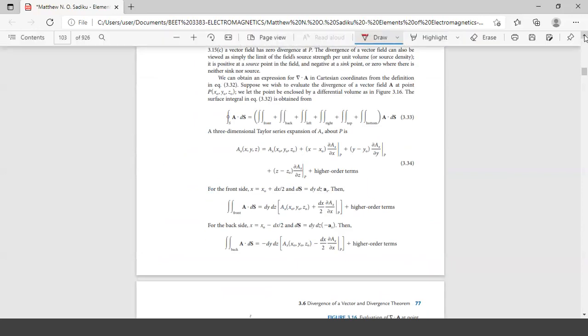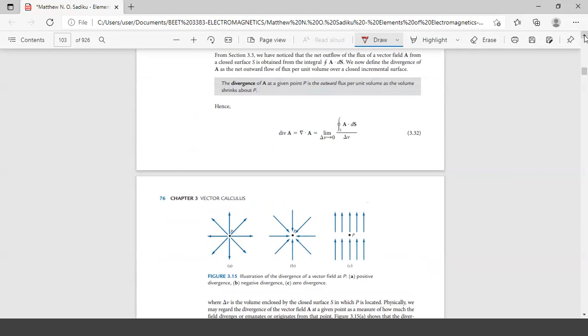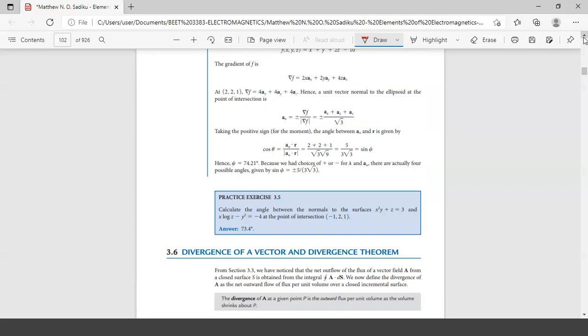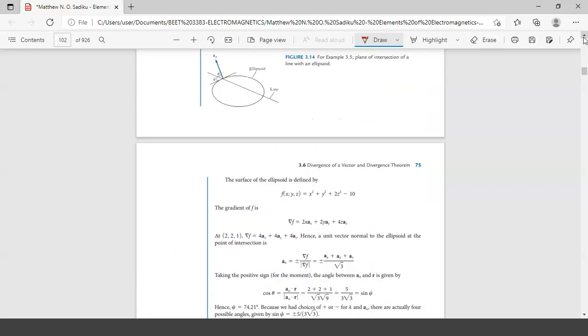Divergence and the divergence theorem. What is divergence? What is the difference with the gradient? So the divergence of A at a given point P is the outward flux per unit volume as the volume shrinks about P. So divergence of A means differentiating the vector. The gradient is a differentiation of the scalar. This is different.